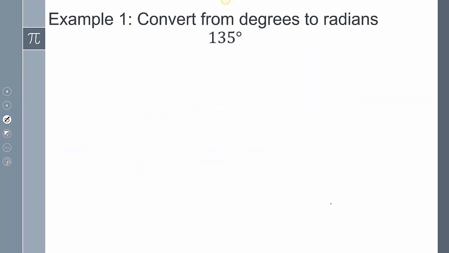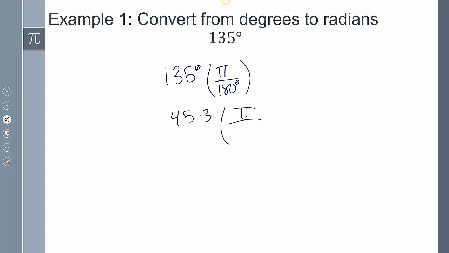So this first one, it says convert from 135 degrees to radians. So I take that 135 degrees, I want the unit degrees to cancel out, so I'm going to multiply by pi radians over 180 degrees. Now the degrees will cancel out. So now I need to factor this and reduce. So what's something in common? 45. So 45 times 3, and then I have pi over, this would be 45 times 4. And so the 45s cancel out, and so I'm going to get 3 pi over 4 as my result.